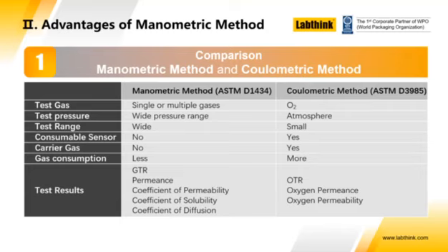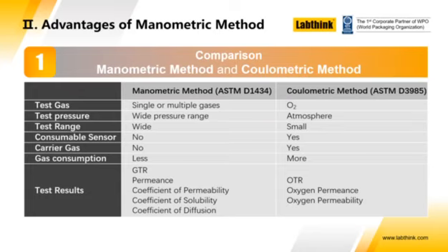And then for scientists or chemists involved in the creation of new materials, the manometric method offers a few other advantages within its test results. So it can measure the gas transmission rate, or GTR, and the other method, the coulometric method, measures OTR. But it also provides 3 important coefficients: the coefficient of permeability, the coefficient of solubility, and the coefficient of diffusion. Whereas with the OTR coulometric measurement, we get a coefficient of permeability.